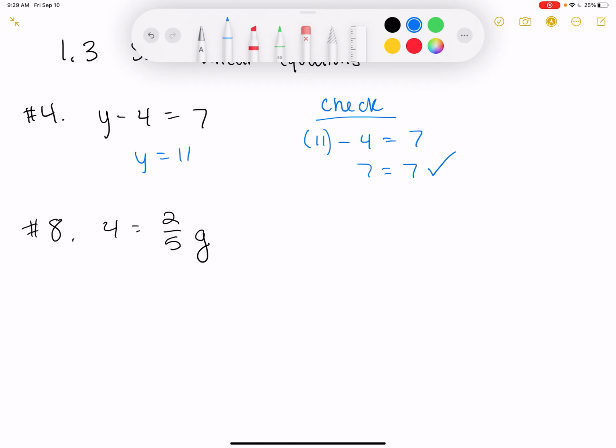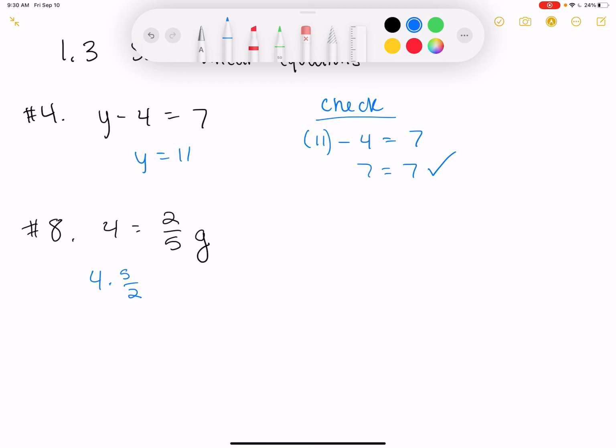4 is equal to 2/5 times g. So how would I get g by itself? Reciprocal? Yeah. So you can either do it in 2 steps and multiply by 5 and then divide by 2, or you can just flip the fraction and do 4 times 5 over 2. Okay, you don't have to actually write that necessarily.